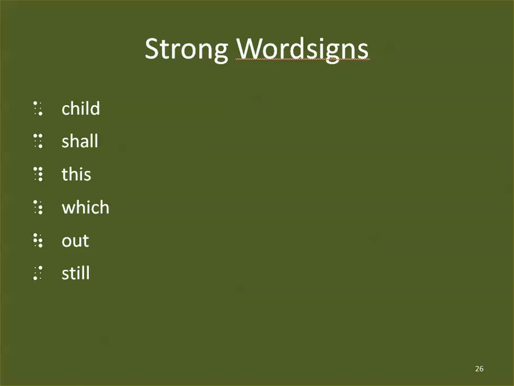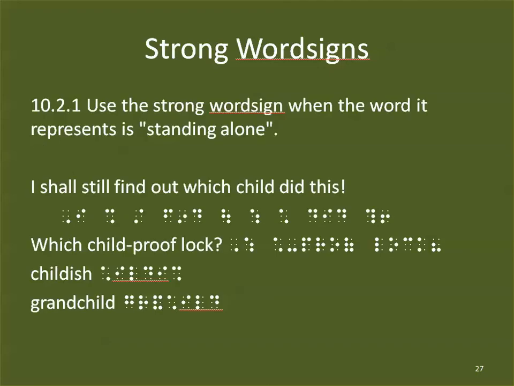Strong word signs. Again, strong means raised dots on the top, the bottom, the left, and the right all at the same time. So when we're talking about word signs, we're talking about just 6 dot configurations: child, shall, this, which, out, and still. We use the strong word sign when the word it represents is standing alone.